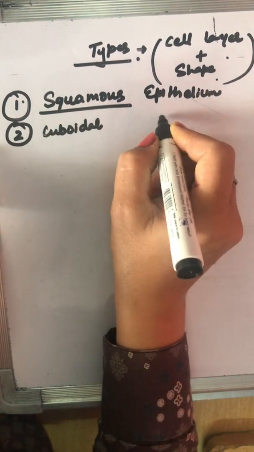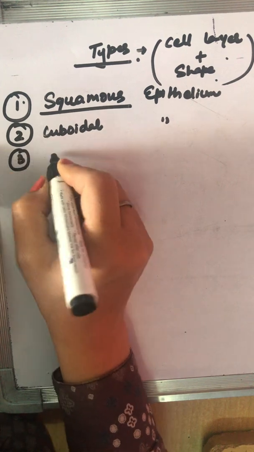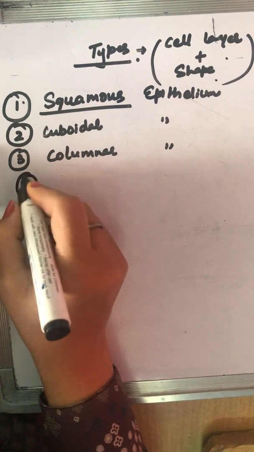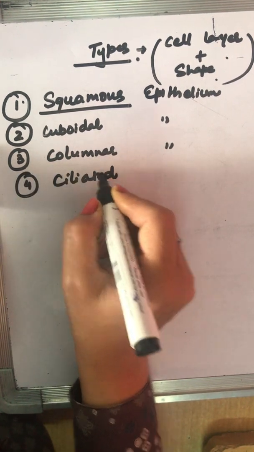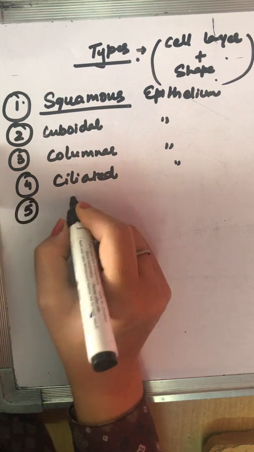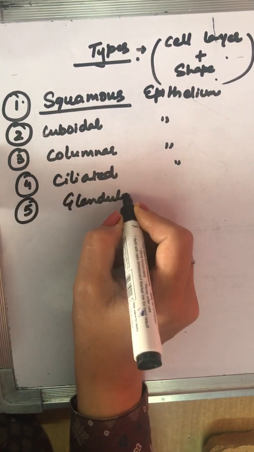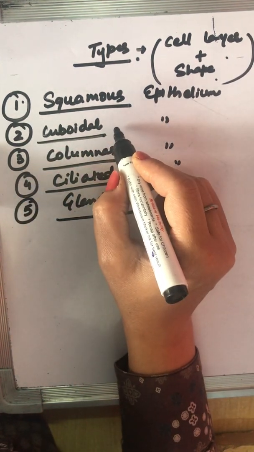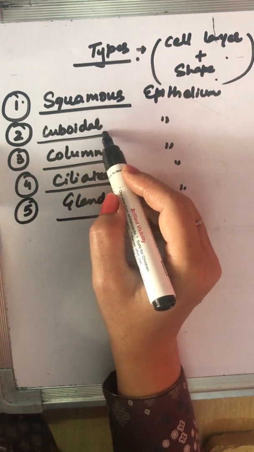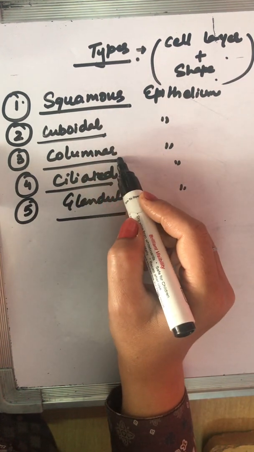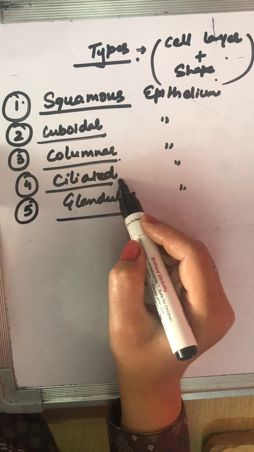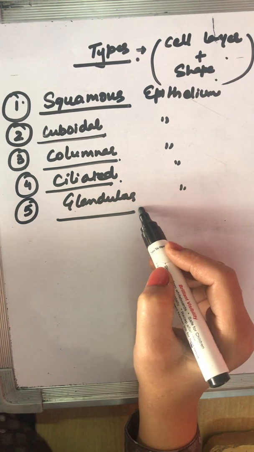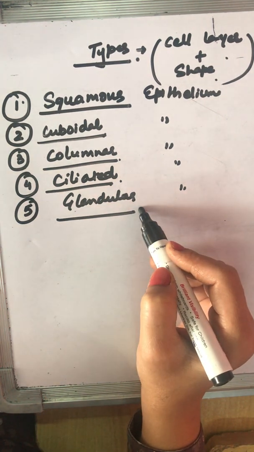Number 2 is cuboidal epithelium. Number 3, columnar epithelium. Number 4, ciliated epithelium. Number 5, glandular. This is very important to know. Whatever the name suggests, accordingly is the type of the tissue. Cuboidal is made up of cube-like cells. Columnar, long pillar-like cells. Ciliated has hair-like cilia on top. Glandular has secretory ducts in it, so that it can act as a secretory tissue as well.